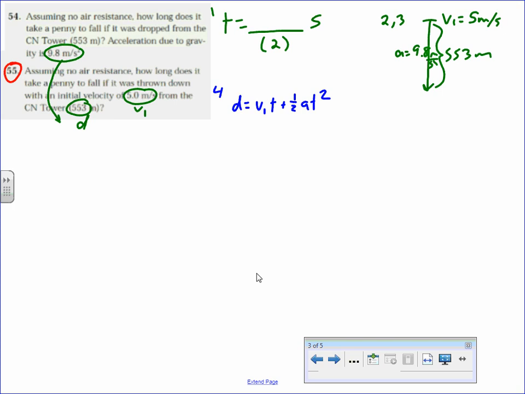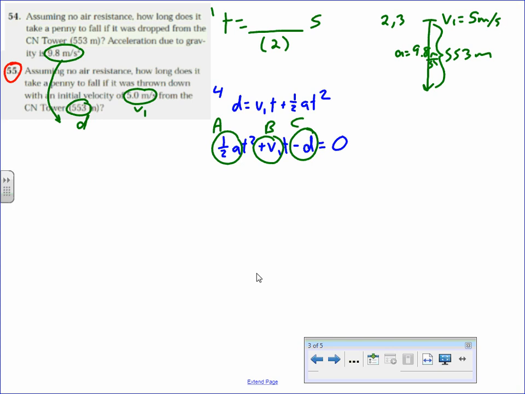Solving this for t, we need to do the quadratic formula, and the quadratic formula requires this to be in standard form, which is 1/2 at squared plus v1t minus d equals 0. In this equation, we represent this, which is a, what's the word I'm looking for? Coefficient. We're going to call that a. Notice that I'm including the operators here, plus and minus. That's going to be coefficient b, and this is going to be coefficient c.